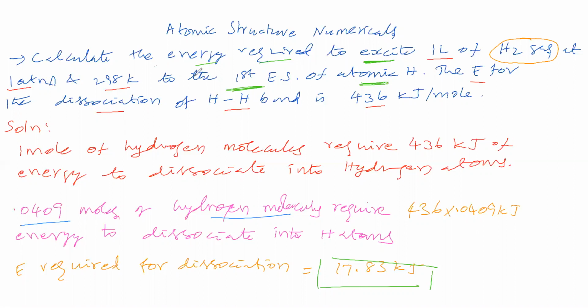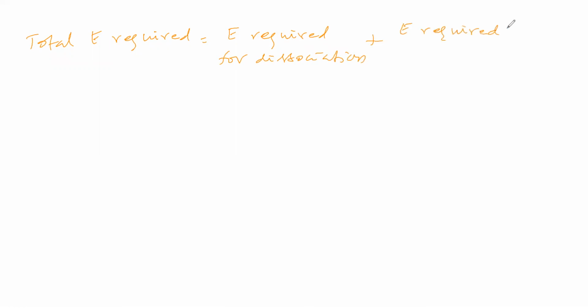Okay, so here for energy required, you have to consider dissociation and you have to consider excitation. Both energies you have to add up. So the total energy required is equal to the energy required for dissociation plus the energy required for excitation.